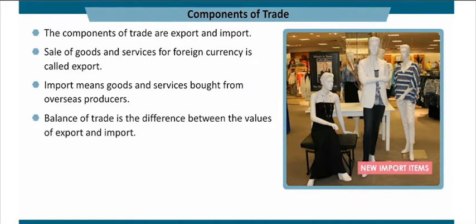Balance of trade is the difference between the values of export and import. Higher value of export than that of import in a country is called favorable balance of trade, for instance, Japan. If the value of import is higher than the value of export in a country, then the country has unfavorable balance of trade, for instance, India. The value of currency of a country depends on the trade balance of that country.